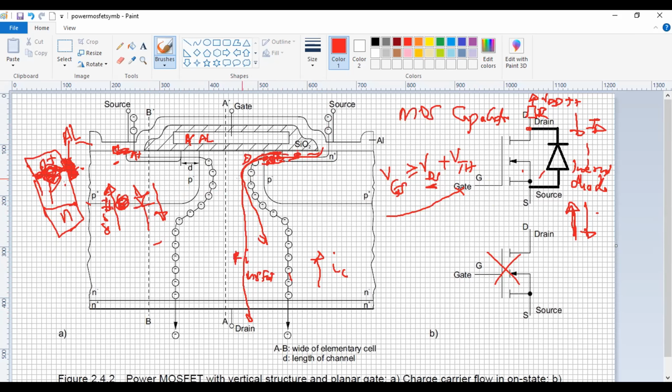So the electrons are flowing down from the source to the drain, which means by convention, we say that the current is flowing the other way. So current is flowing from the drain to the source. Remember, that's a convention we use. So that's the direction of the electrons. They're flowing down like that.